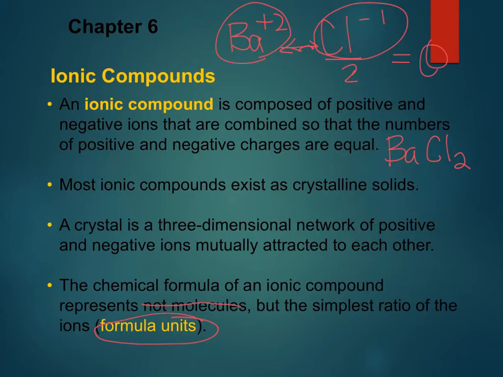Now, you will see and hear people miscall them, and they'll say that this is a BaCl2 molecule. For the most part, that's okay, but if you want to be really picky, a compound that is ionic should be recognized as a formula unit.